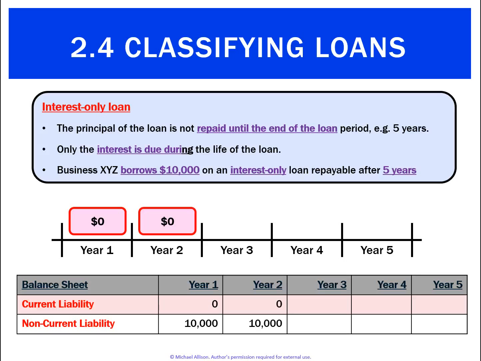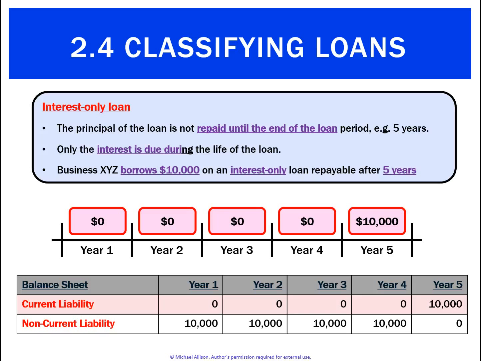None is due in year 2. None is due in year 3 or 4. And finally in year 5, it's all due at the end of that year. So we'll classify all of it, $10,000, as current, and none of it as non-current. That demonstrates the difference between what's called an installment and an interest-only loan.